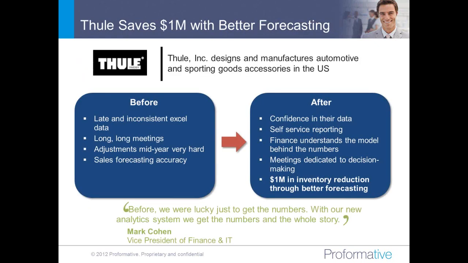Just really quickly, I'm not going to spend much time on this because Rick is going to provide you a fantastic example. But basically, we had an organization that had the same challenges: there were inconsistencies, long meetings, and adjustments they couldn't really react to. They implemented our rolling forecasting process, and they were able to save $1 million in inventory reduction. I mean, that's fantastic. I think everybody on this call would be happy to present that to their management team.